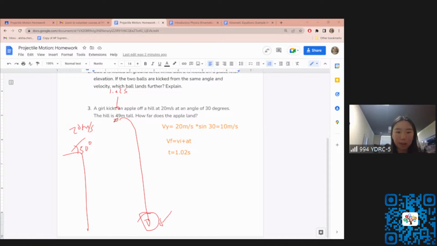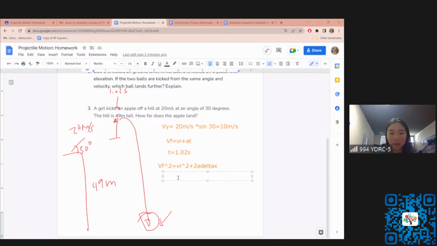But now we want to calculate how much time it takes to get down here. First we need to calculate the height of this, and this is 49 meters. To calculate how far it goes up, we can use the time independent equation: Vf squared equals Vi squared plus 2a delta x. Plugging it in, Vf is 0, Vi is 10, and a is negative 9.8. You should get 10 squared divided by 2 times 9.8.